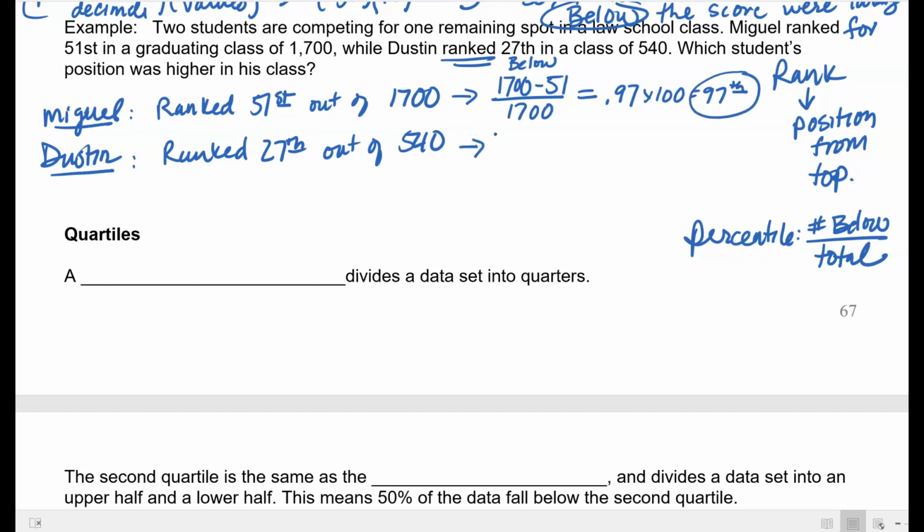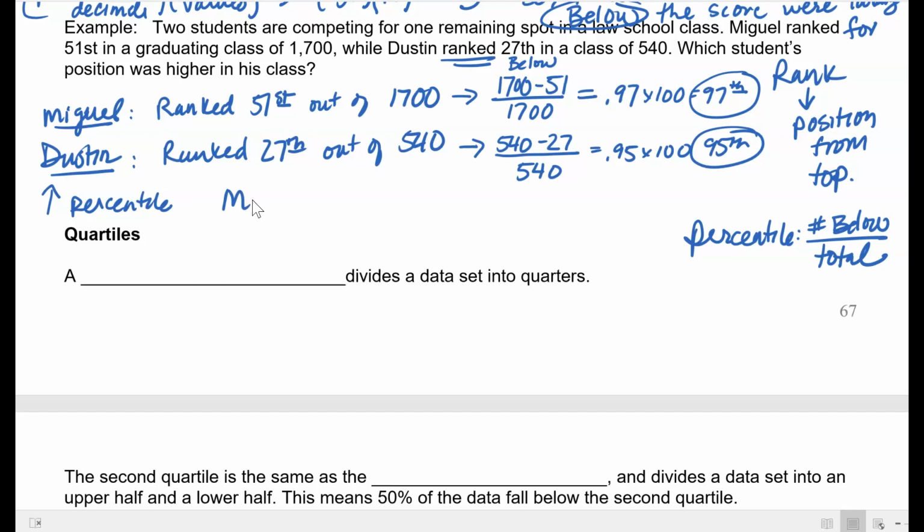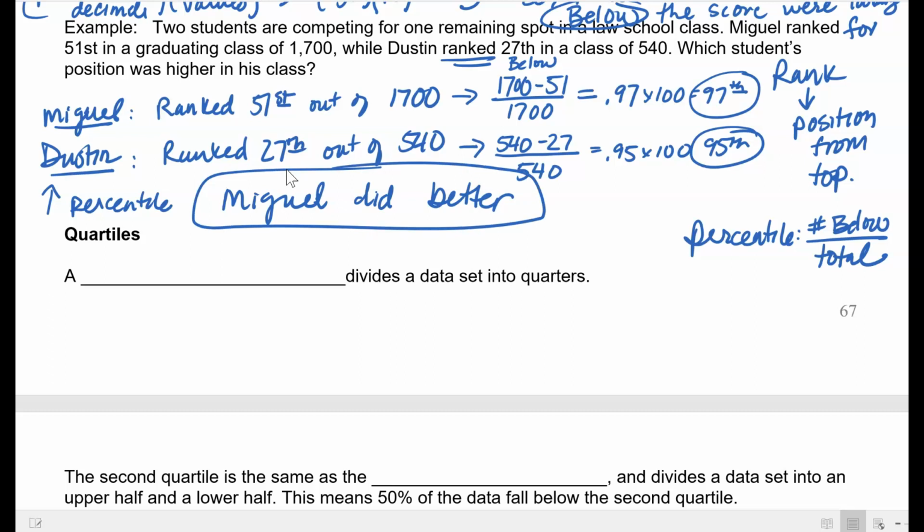For Dustin, he was 27th place, so we're going to take the total people minus 27. That gives you the number of people below him, divided by the total, which is 540. And you get 0.95, which is equivalent to the 95th percentile. In terms of percentile, the higher the percentile, the better it is if they're wanting to be at the top here. So I would say that Miguel did better because his percentile is higher.